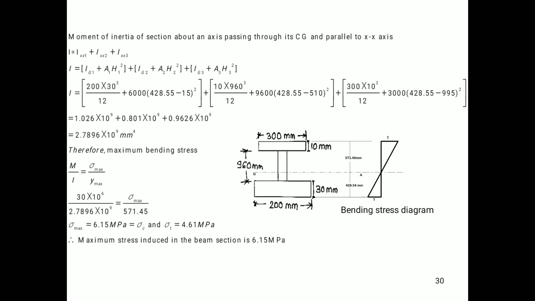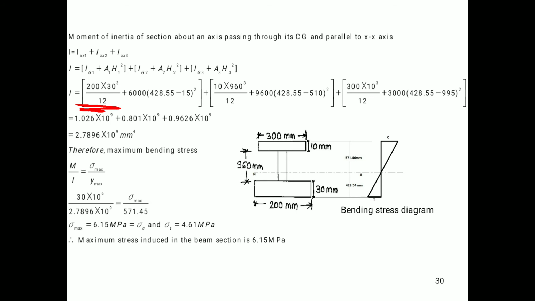Now the value of Ig1 for section 1. This is our section 1. Remember that our I section is made up of three rectangular sections: section 1, section 2 and section 3. For section 1, through its centroid we have the moment of inertia BD cube by 12. Our width B is 200 mm and depth D is 30 mm. Therefore BD cube by 12 is 200 into 30 cube by 12.